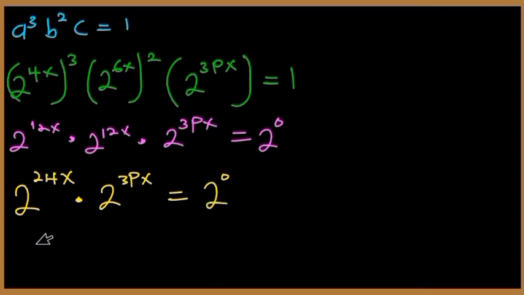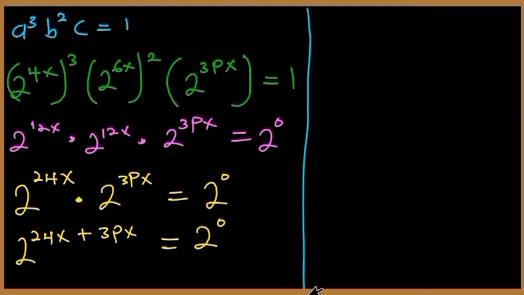So now, since they have the same base, we can add the exponent. So doing that, I have my 2 to the power 24x plus 3px equals my 2 to the power 0. So from here, the same base, we compare the exponent. So I'll have my 24x plus my 3px equals 0.